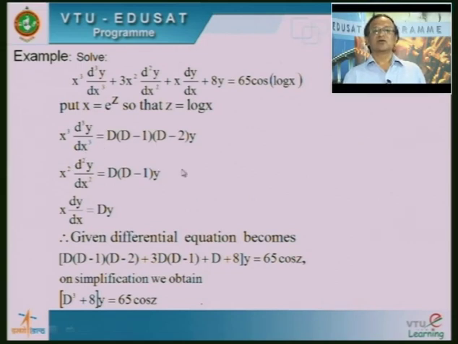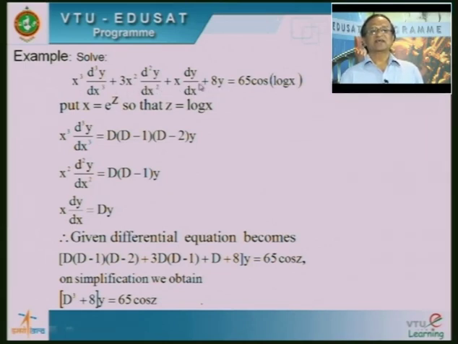Now, I want to solve one more similar type of example. Consider x cube into d cube y upon dx cube plus 3 times x square into d square y upon dx square plus x into dy by dx plus 8y is equal to 65 times cos of log x. Verify whether it is a Cauchy-Euler equation or not. Is it clear? The power of x is 3 into d cube y upon dx cube, plus 3x square into d square y upon dx square: x cube with the third derivative, x square with the second derivative, x into dy by dx, plus a constant into y.